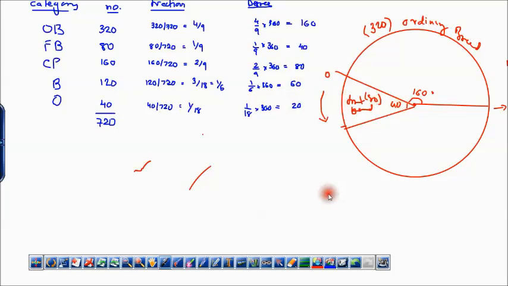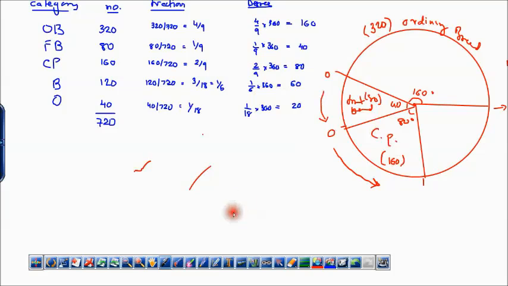Then for 80 degree, put the protractor again, move in such a way that 0 coincides with this line, and this is 0, you have to go up to 80. This is 80. Remove protractor, join, write the degree 80, write the name of category CP, and write how many, 160.